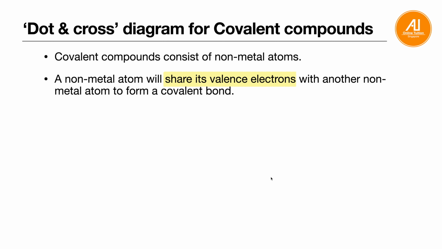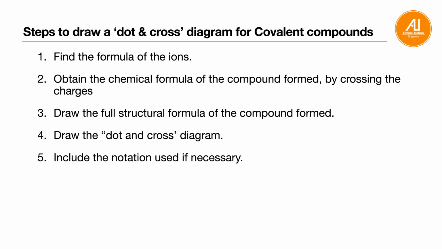Okay, next one. How do you draw the dot and cross diagram for covalent compounds? First of all, we need to know that a covalent compound consists of what? Non-metal atoms chemically bonded together. A non-metal atom will share its valence electrons with another non-metal atom. So it's between non-metal and non-metal to form a covalent bond. Take note, it's sharing of their valence electrons.